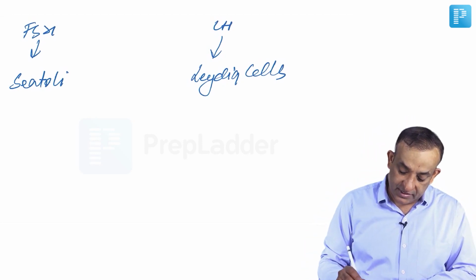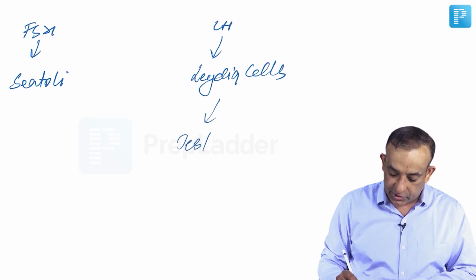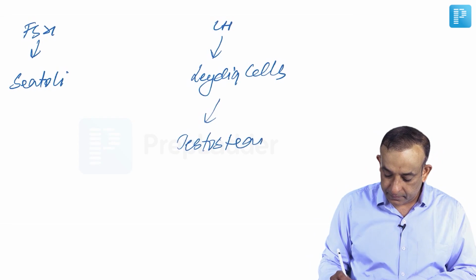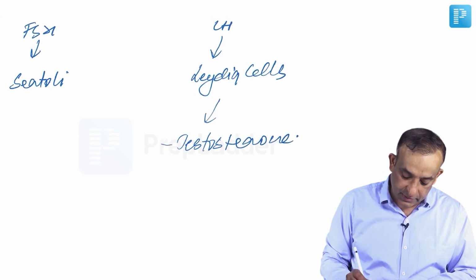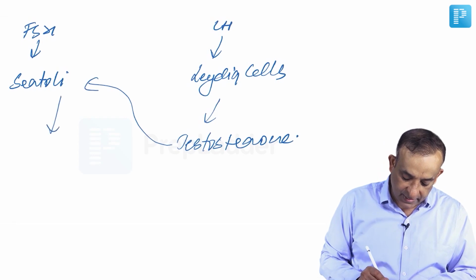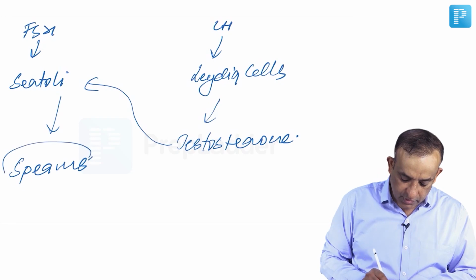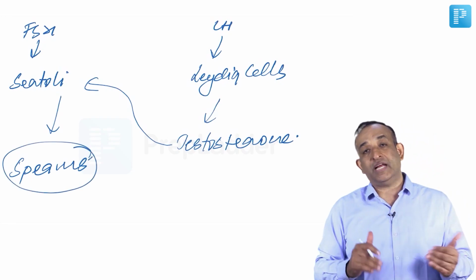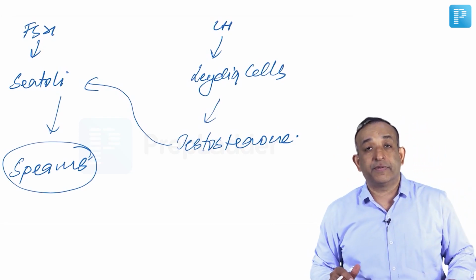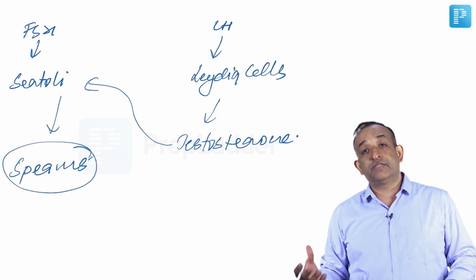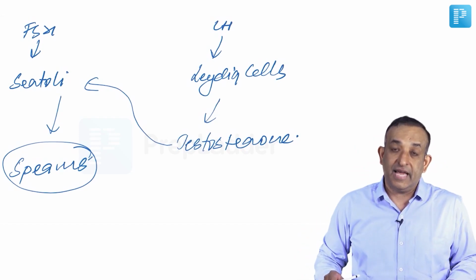So, what happens is that the LH acts on the Leydig cells to make the testosterone, and this testosterone is used by the Sertoli cells to make the mature spermatozoa. So, that is the interplay. The FSH will act on the Sertoli cells to make the spermatocytes, but the Sertoli cells will require the androgens which are made from the Leydig cells under the stimulation of the LH.